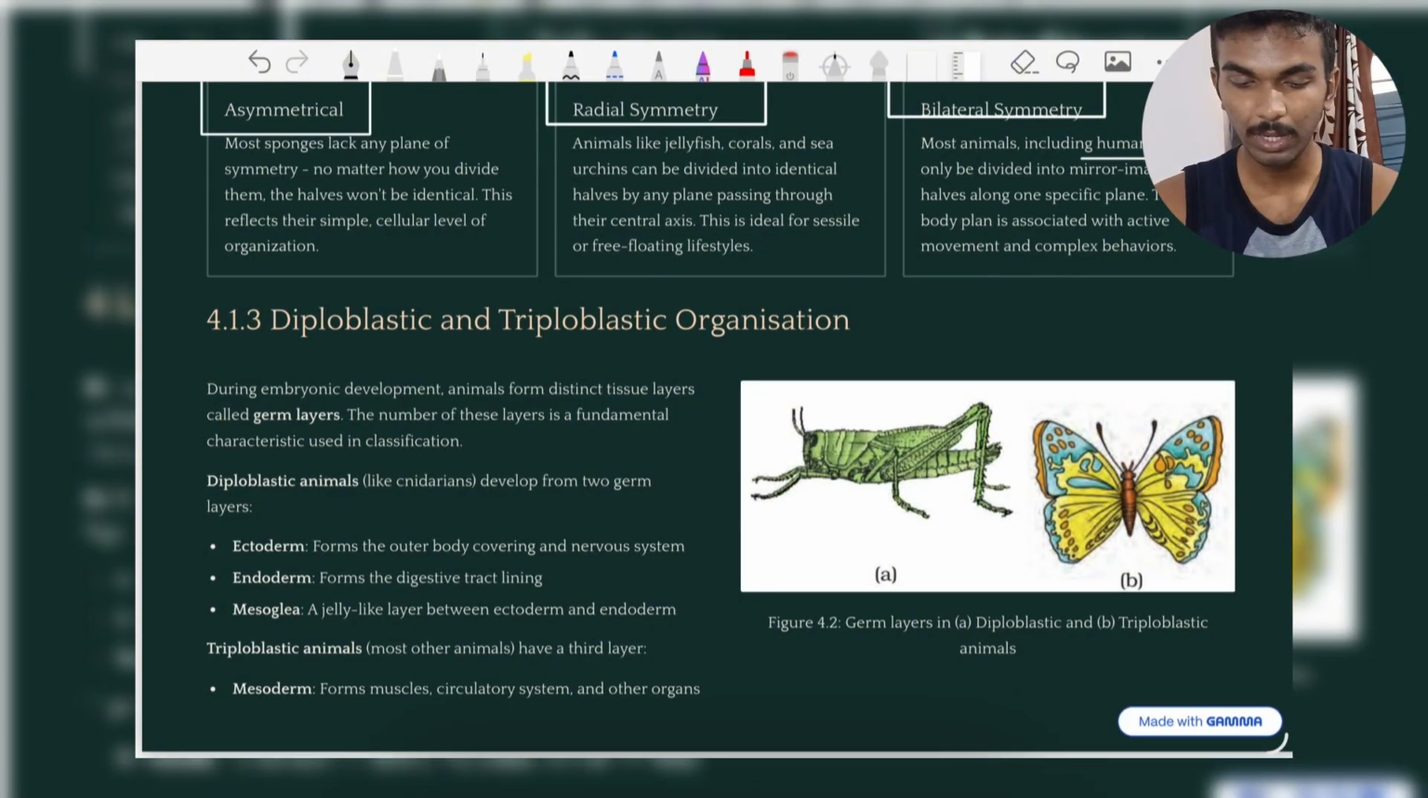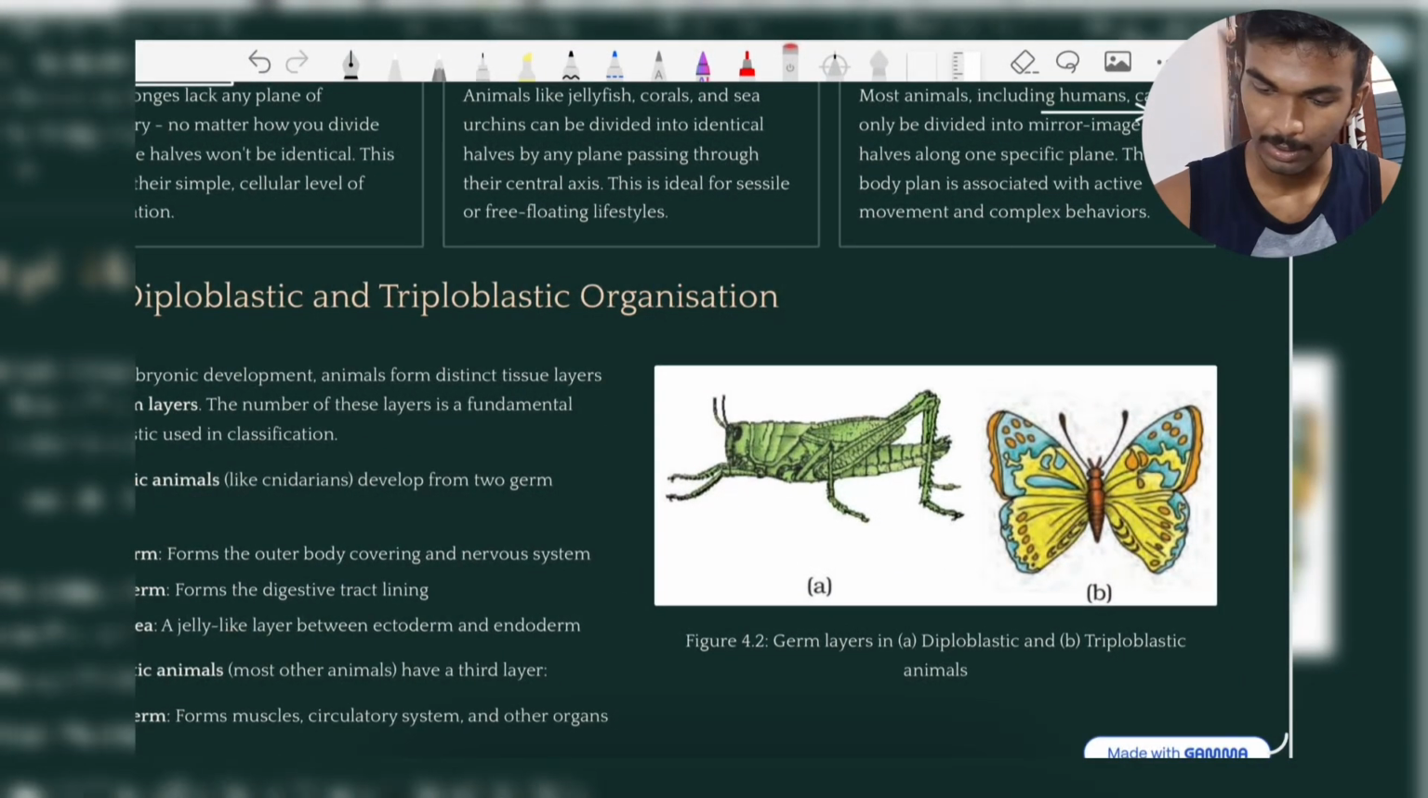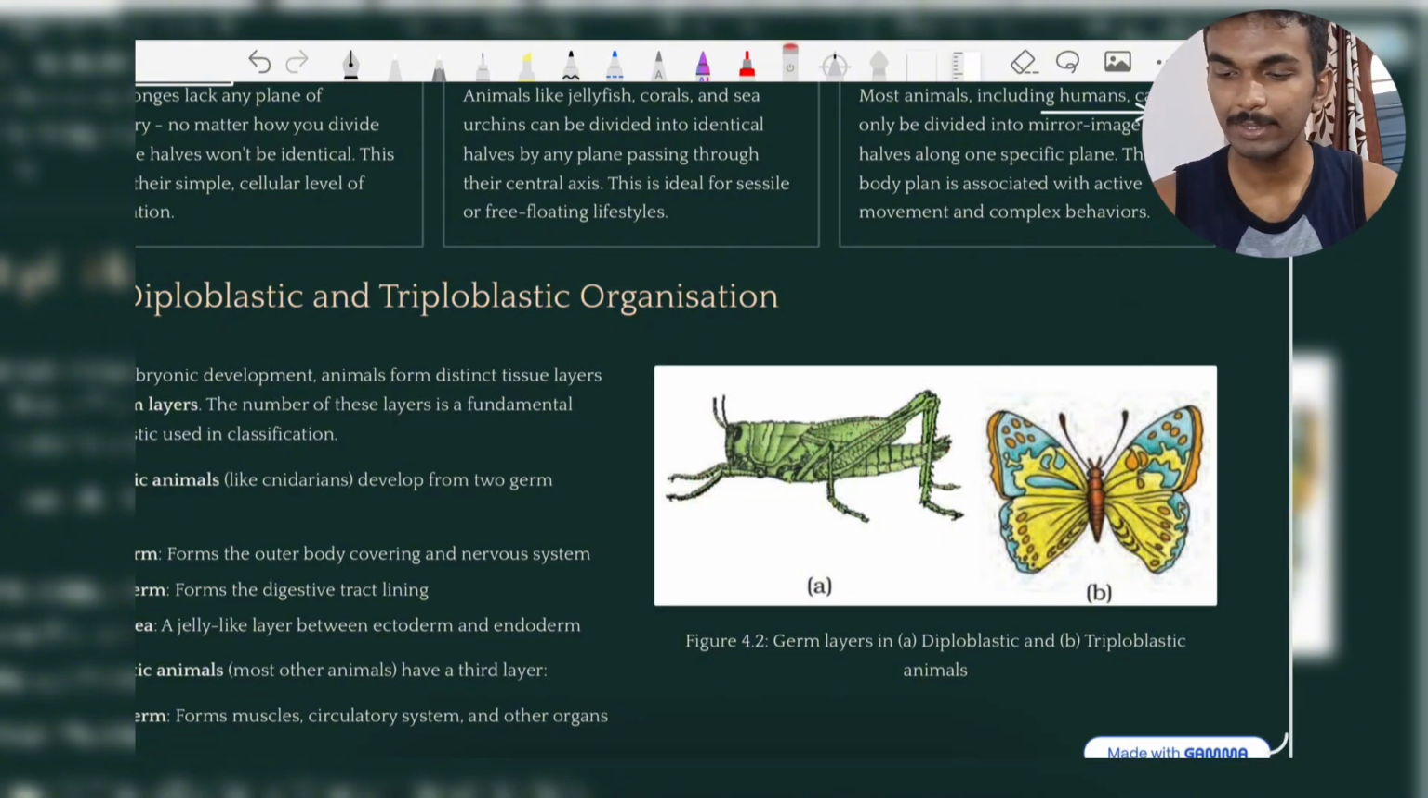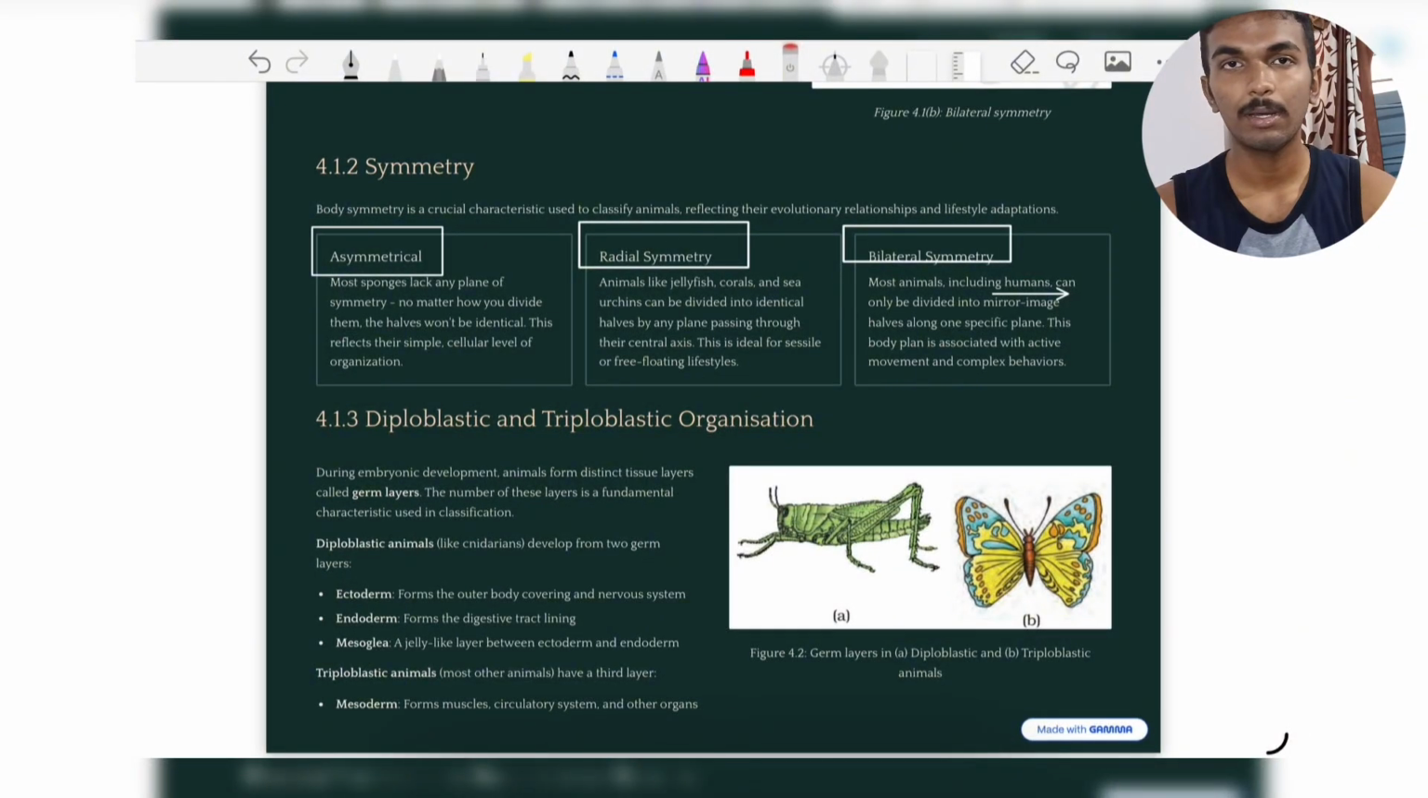Triploblastic animals, most other animals, have a third layer, mesoderm, that is between the ectoderm and the endoderm. It forms muscle, circulatory system, and other organs. This is a diploblastic animal and this is a triploblastic animal. In the later stage, you will be knowing which phylum is diploblastic and which phylum is triploblastic.